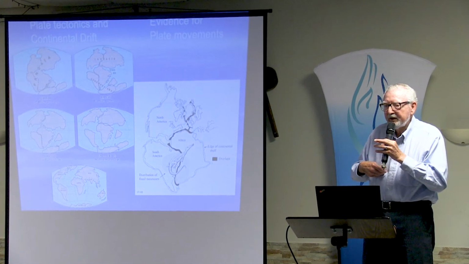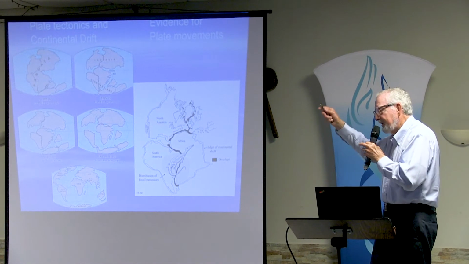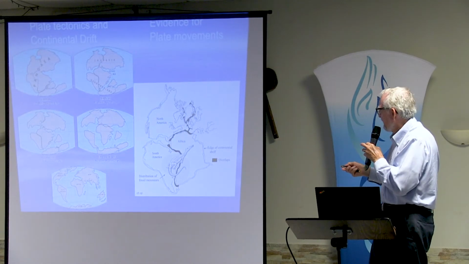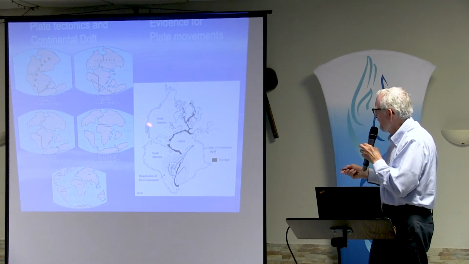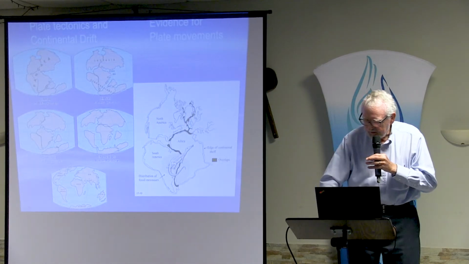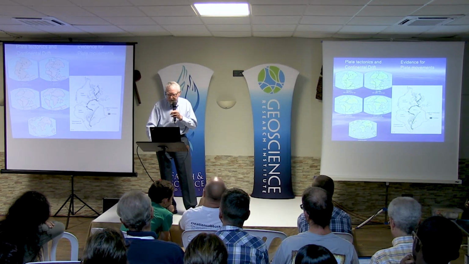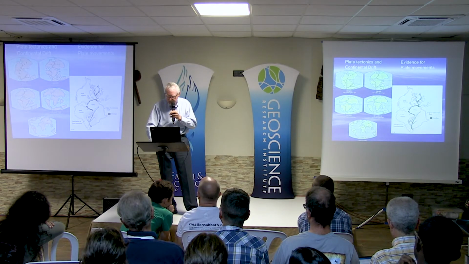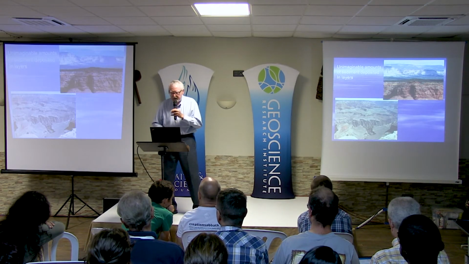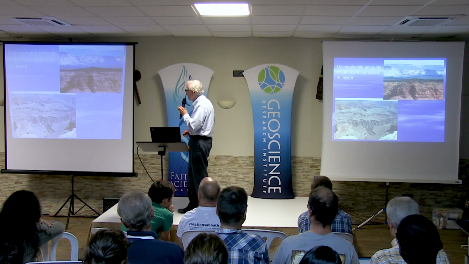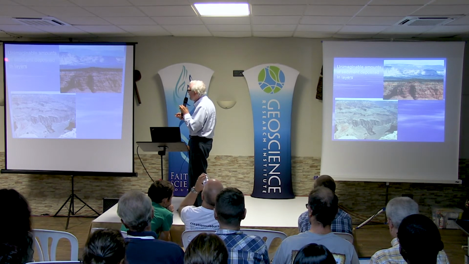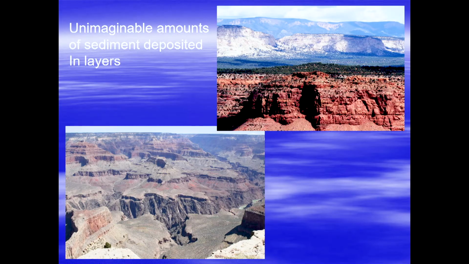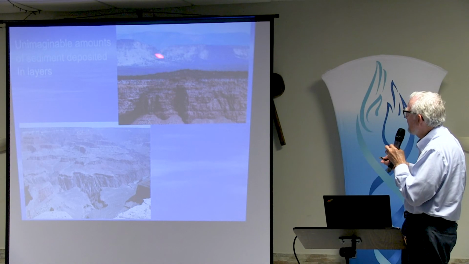I live on the ring of fire, the circle around the Pacific Ocean where there's more earthquakes and volcanoes, and we feel those shaking there in Loma Linda at times. So there's a lot of evidence for this process, which I would suggest again is basically the major thing that happened during the flood. Okay, unimaginable amounts of sediment were deposited in layers. These layers in the Grand Canyon, and this is above the Grand Canyon, above the Paleozoic. These are extensive layers.